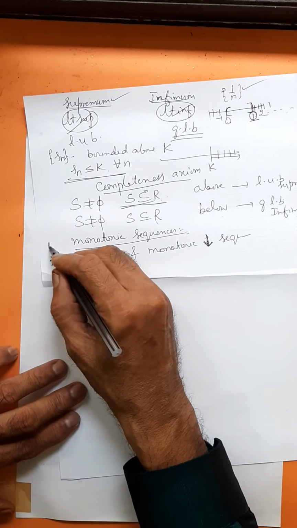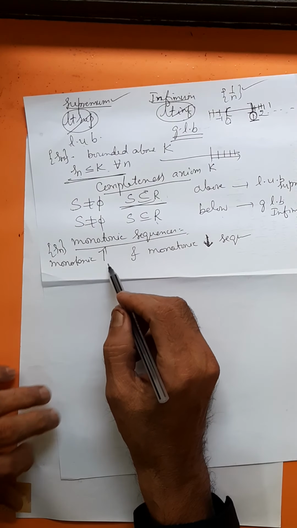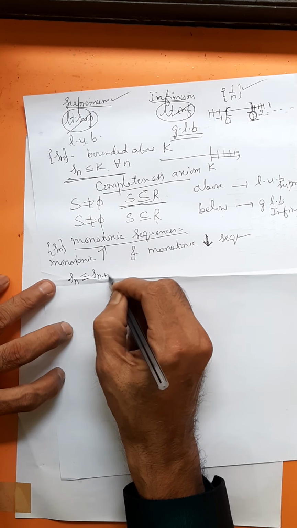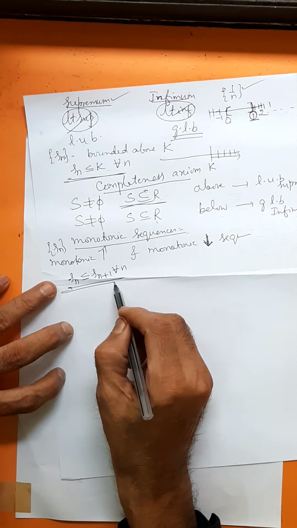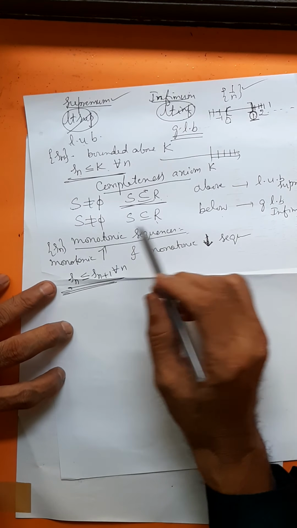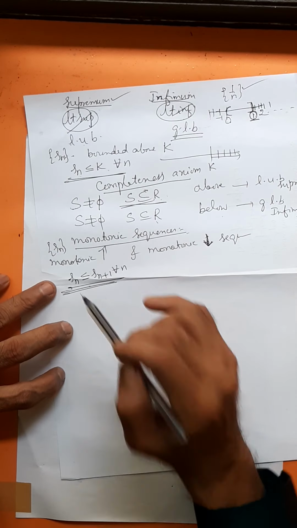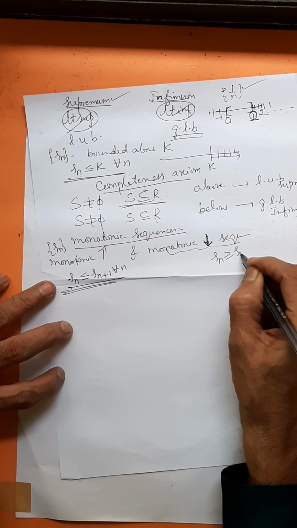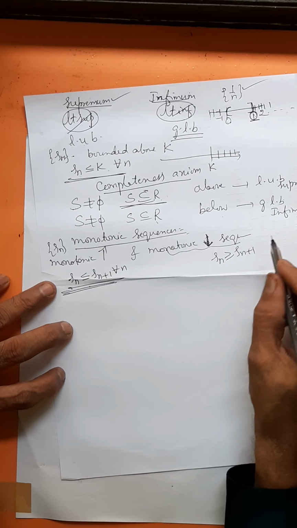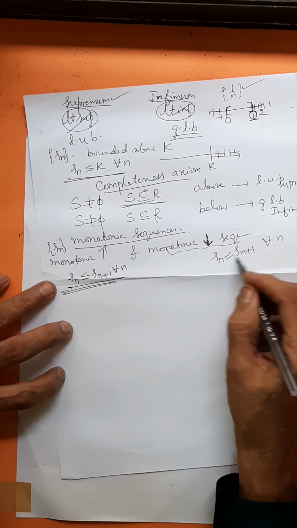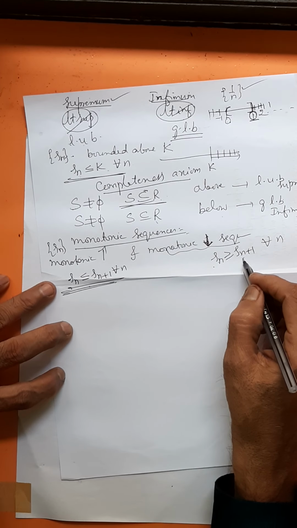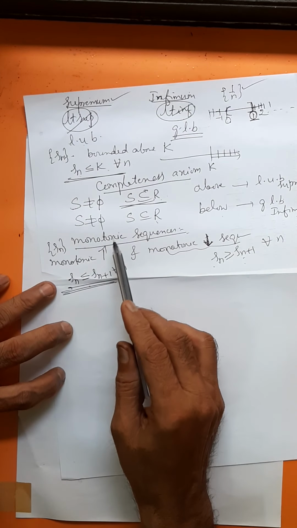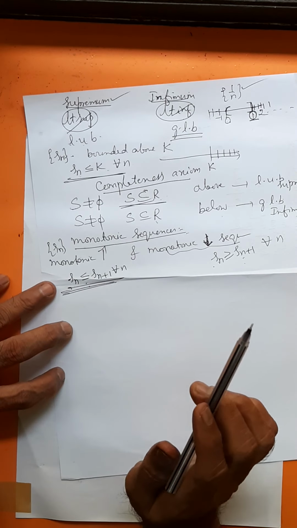A sequence Sn is said to be monotonically increasing if every term is less than or equal to the next term for all n. Sn less than or equal to Sn plus 1 for all n. Monotonically decreasing sequence: Sn is greater than or equal to Sn plus 1 for every n. First term is greater than second term, second term greater than third term, etc.